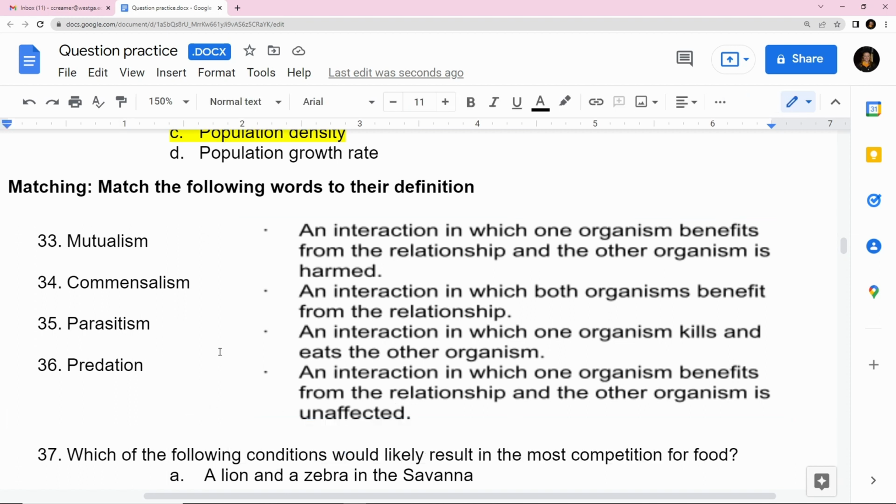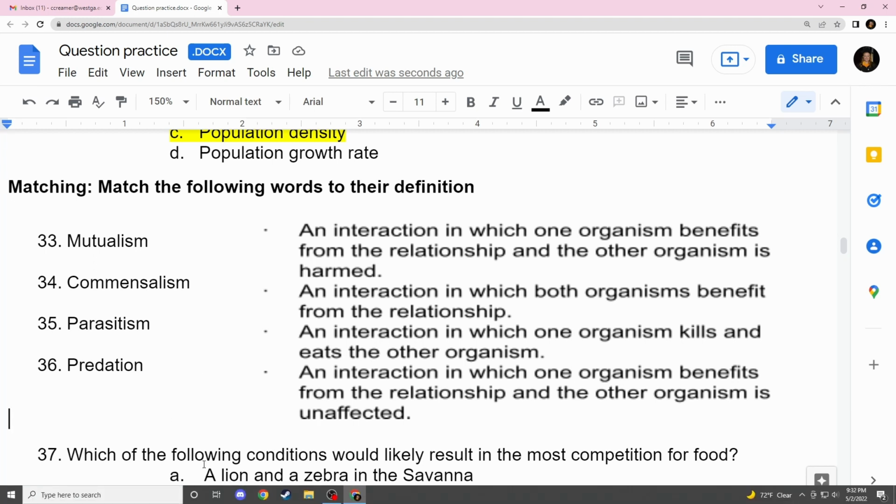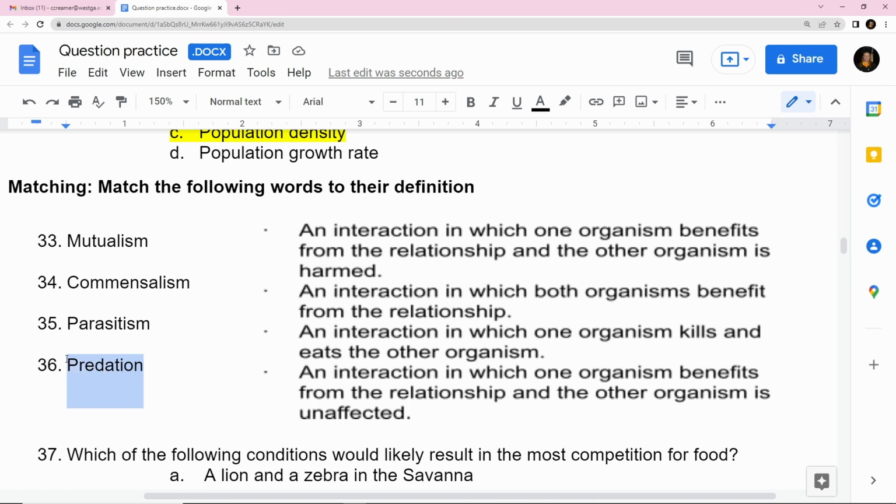Next definition, an interaction in which one organism kills and eats the other organism. Answer: predation. And last definition: an interaction in which one organism benefits from the relationship and the other organism is unaffected. Answer: commensalism.